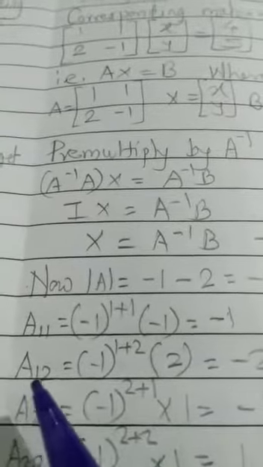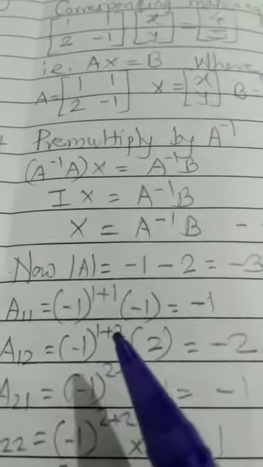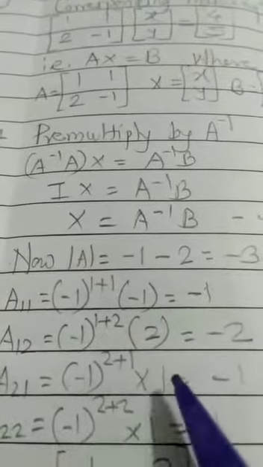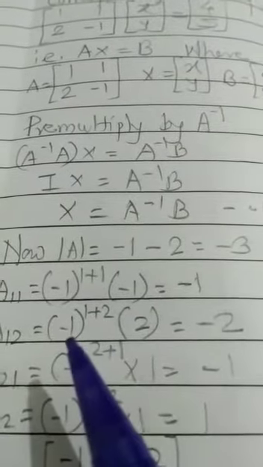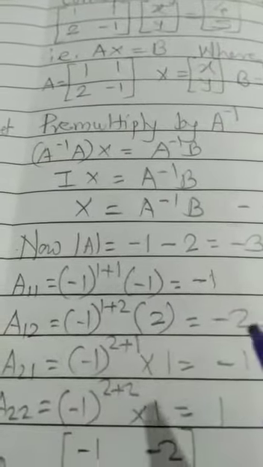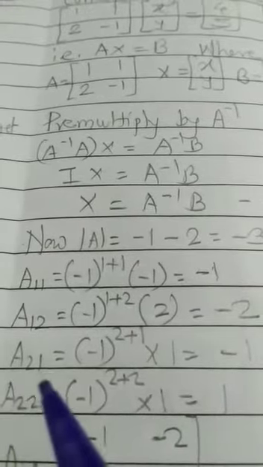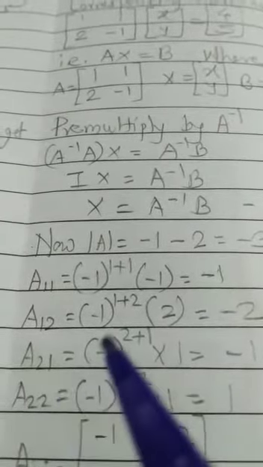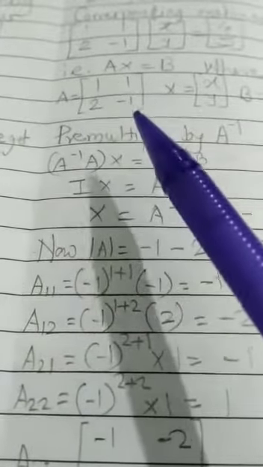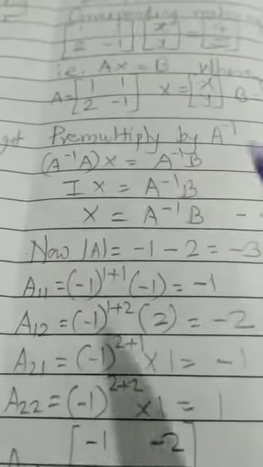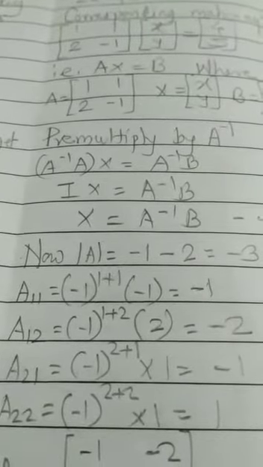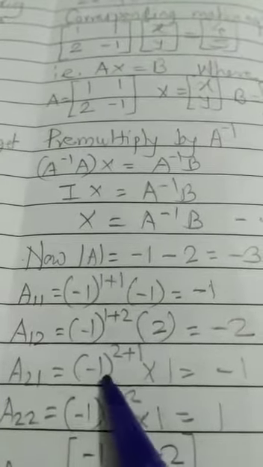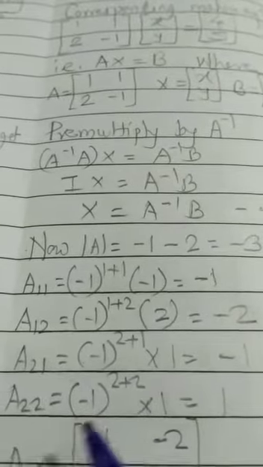Now A12, minus 1 raised to 1 plus 2. First row, second column we have to delete. 2 remains here. So 2 into minus 1, it will be minus 2. A21, minus 1 raised to 2 plus 1 now, because it is second row, first column. Second row, first column we have to delete. What remains here is 1. So 1 into this minus 1 will give you minus 1.